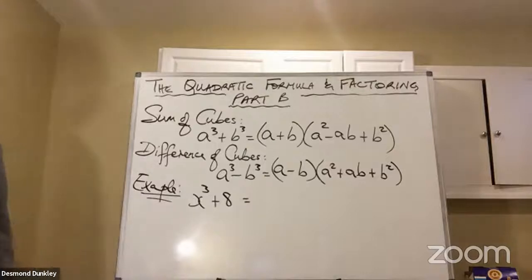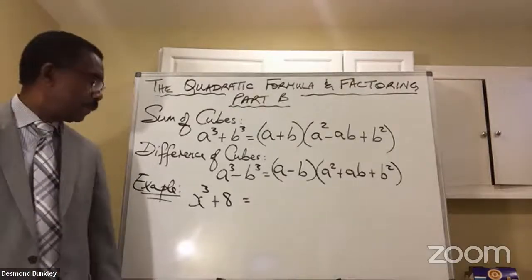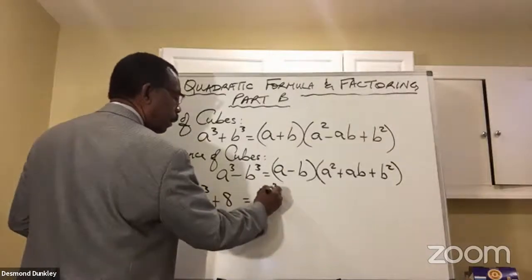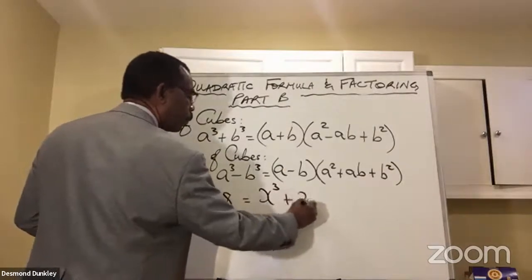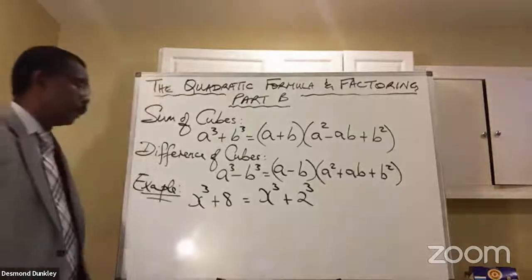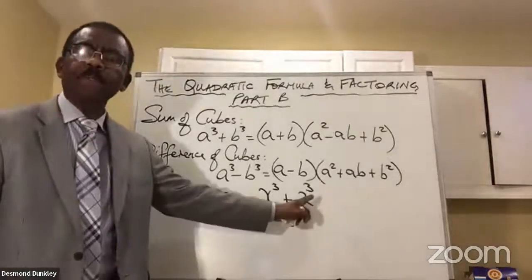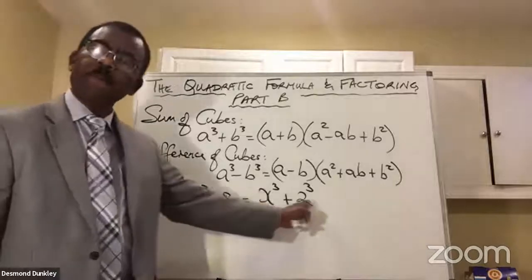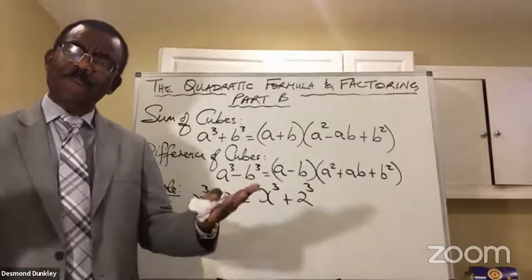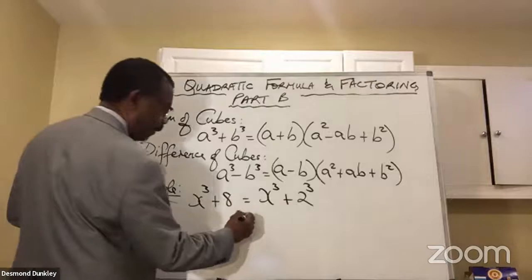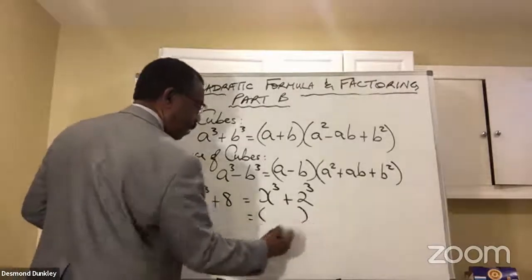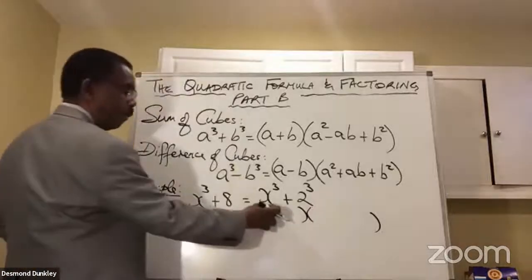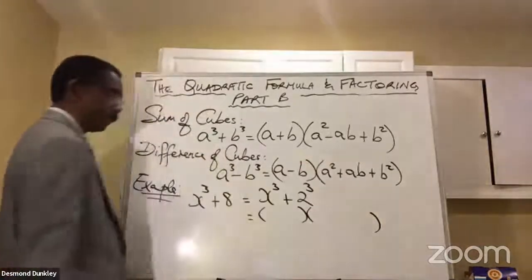What is that equal to? x cubed plus 8. Isn't that equal to x cubed plus 2 cubed? 8 is 2 times 2 times 2. So now we have a sum of cubes. Sum of cubes. So you know it's going to be a binomial and it's going to be a trinomial. A binomial times a trinomial.